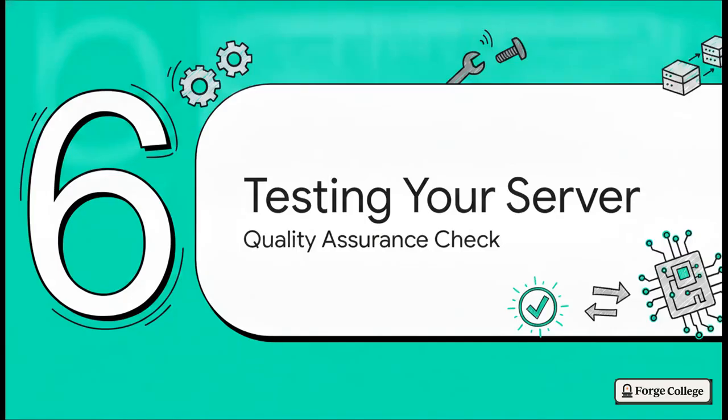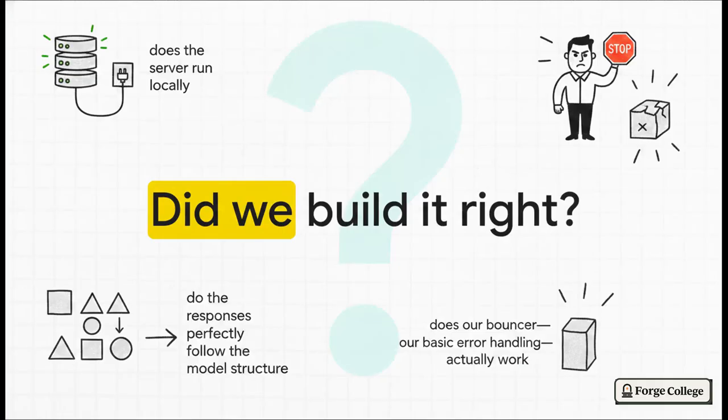Section 6. Testing your new server. The quality assurance check. So I want to challenge you right now with a super simple question. Did we actually build it right? To figure that out, we have 3 success criteria we must verify. 1. Does the server run locally and answer queries? 2. Do the responses perfectly follow the model structure we just defined? And 3. Does our bouncer, our basic error handling, actually work?